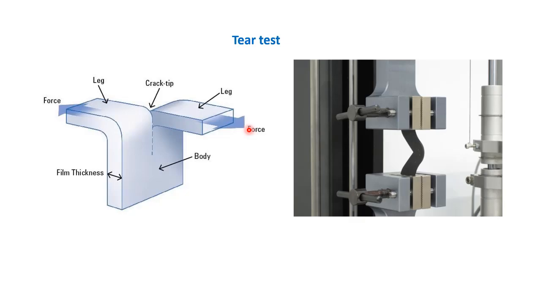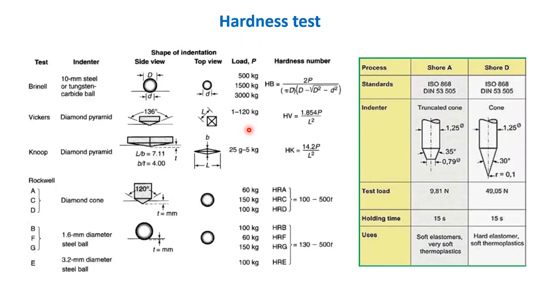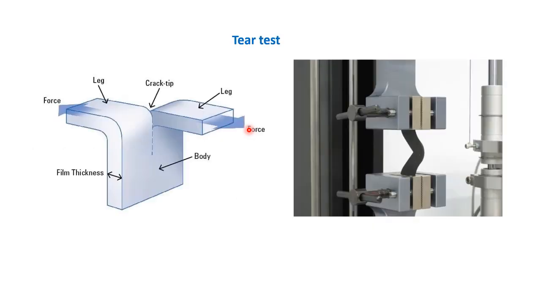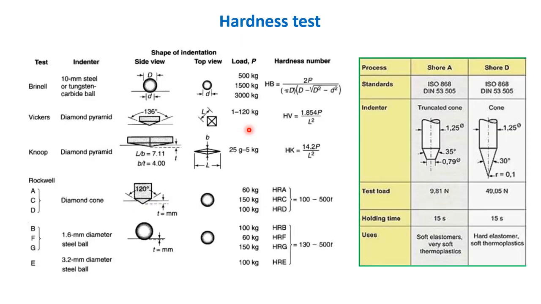Then we have the hardness test. It is again a surface property. All these were bulk properties, but now hardness is a surface property. It is the plastic deformation of the surface. We have different kinds of indenters for this, and different kinds of tests.